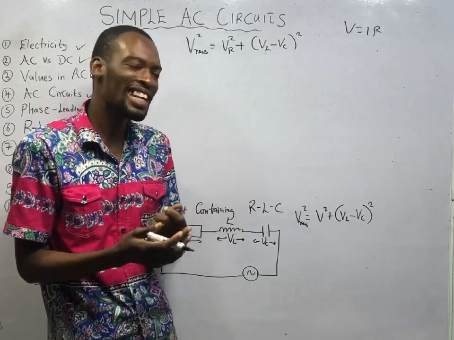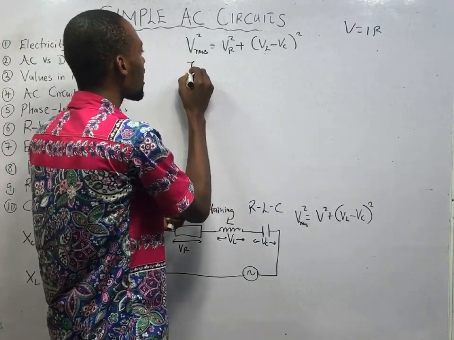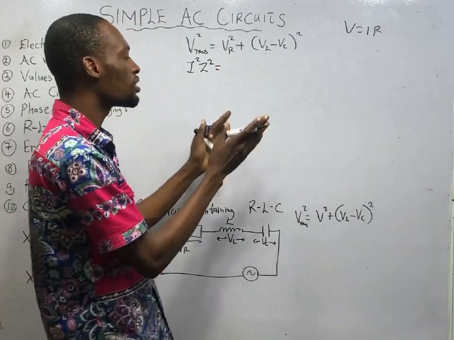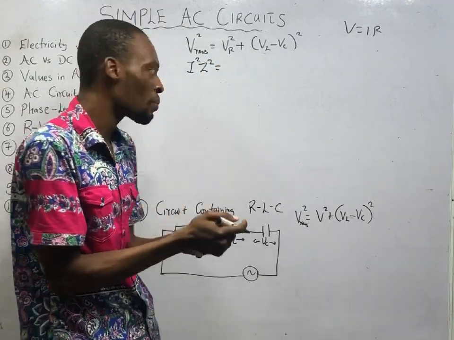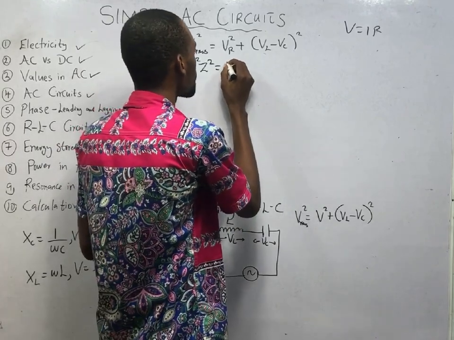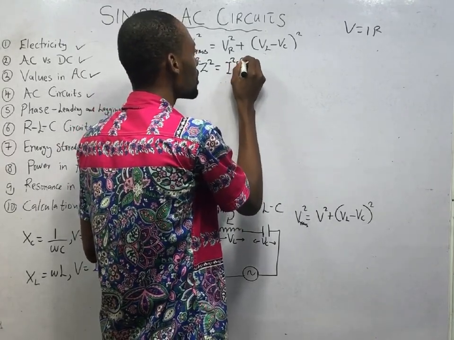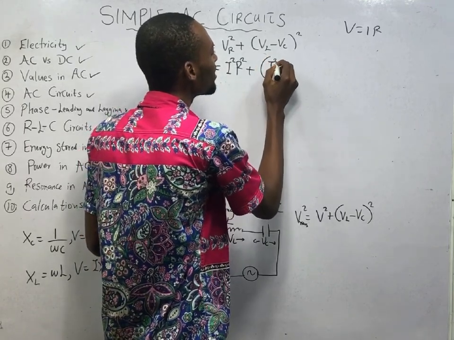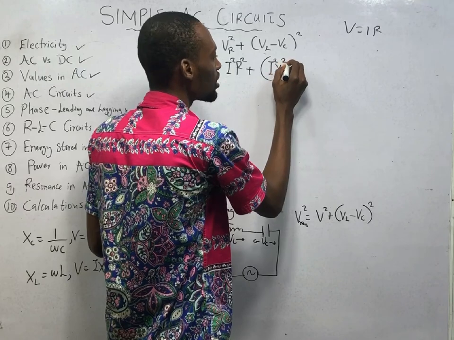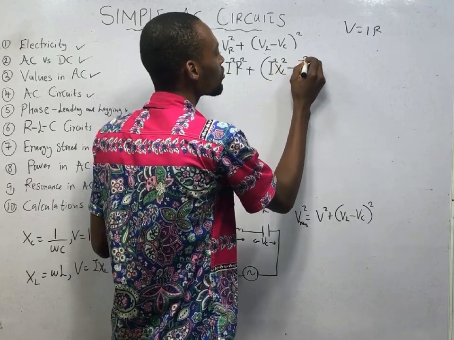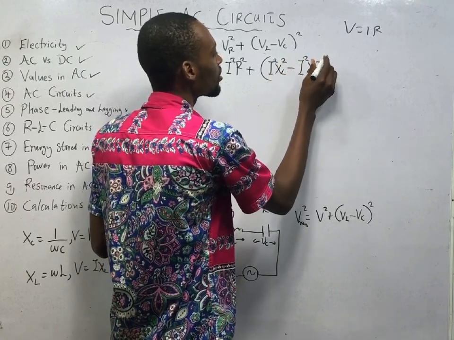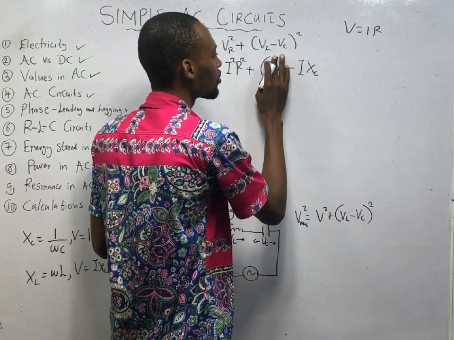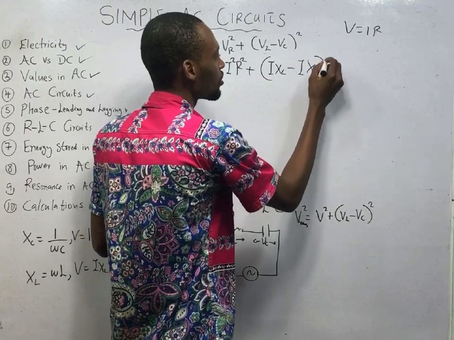If you understood what we did earlier, you know that this is I squared Z squared, impedance, the opposition by resistors, inductors, and capacitors. So this is I squared R squared. Then here is simply I squared XL squared minus I squared Xc squared.